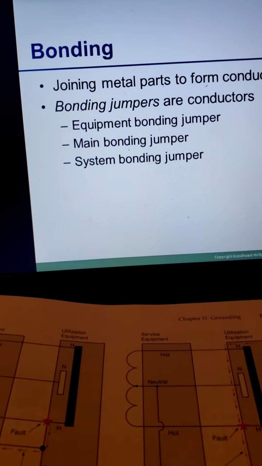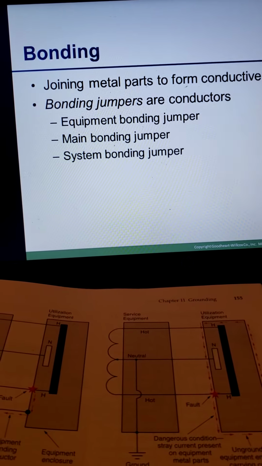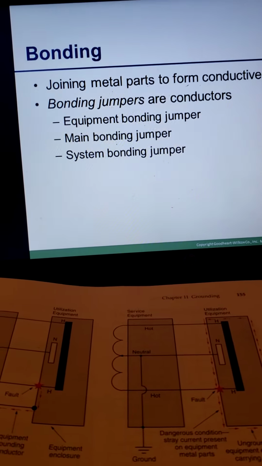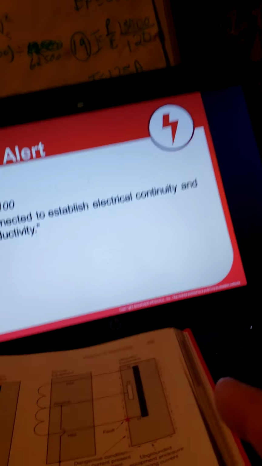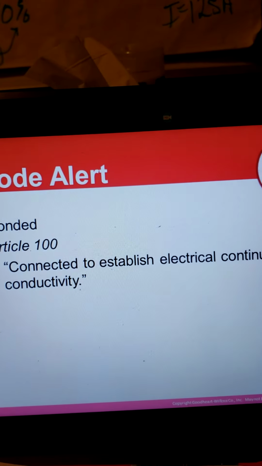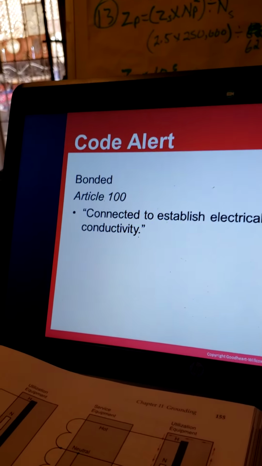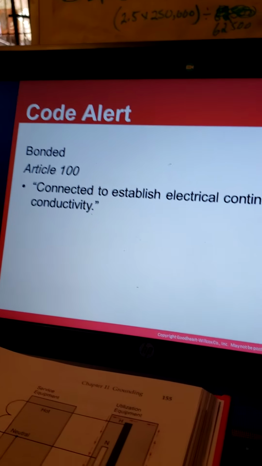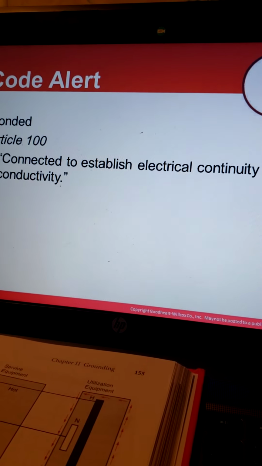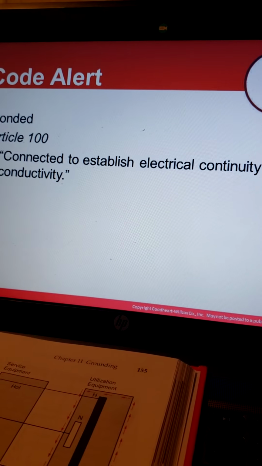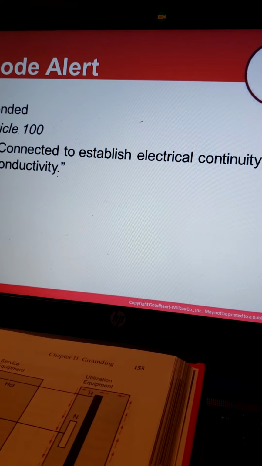So the bonding joins metal parts to form a conductive path. Bonding jumpers are conductors: equipment bonding jumper, main bonding jumper, and system bonding jumper. Bond: the definition is in Article 100. Bond means connecting or establishing electrical continuity and conductivity.